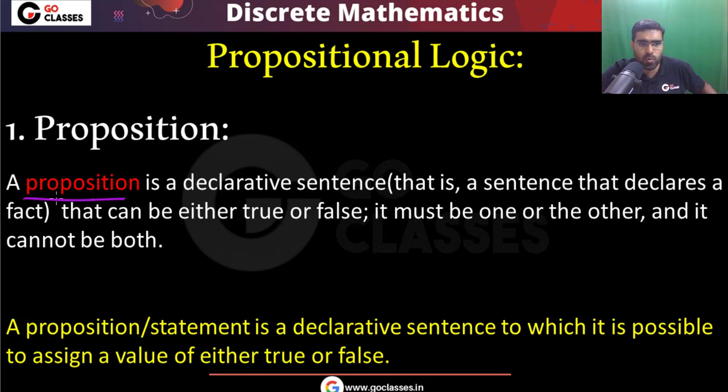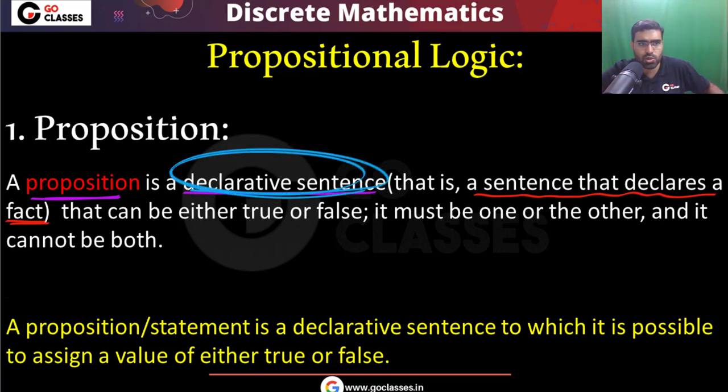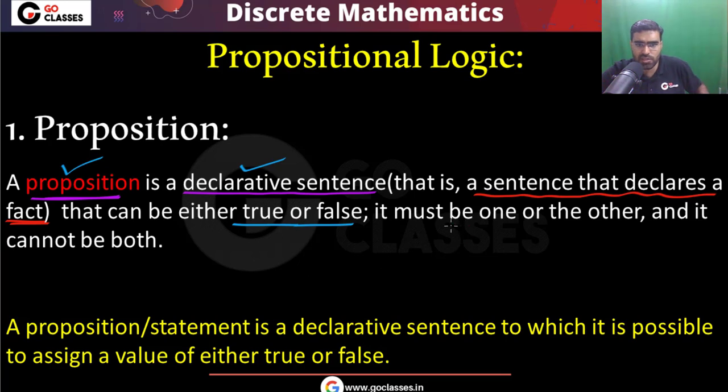A proposition is a declarative sentence. What does declarative mean? A declarative sentence is declaring a fact, either a false fact or a true fact. So very simple: a proposition is a declarative sentence that is either true or false. Remember, it should be either true or false. It cannot be both. It should be one of them.